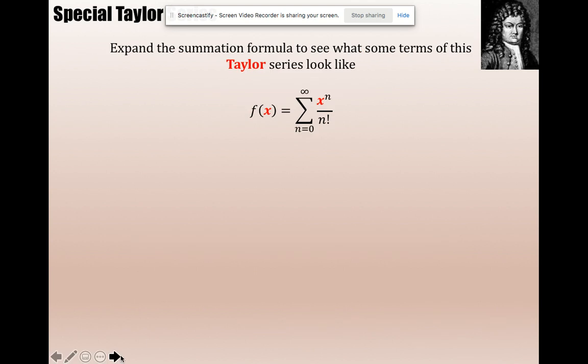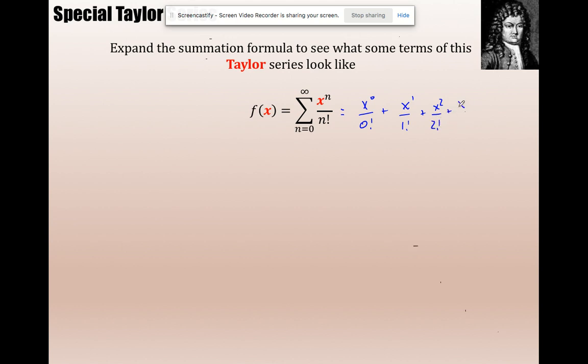All right, let's go back to the original and expand the summation formula and see what some of the terms look like, okay? So in other words, here's f of x. What does it look like expanded out? When n is equal to 0, I have x to the 0 over 0 factorial. Plus, when n is 1, I have x to the first over 1 factorial. Well, when n is 2, I have x squared over 2 factorial.